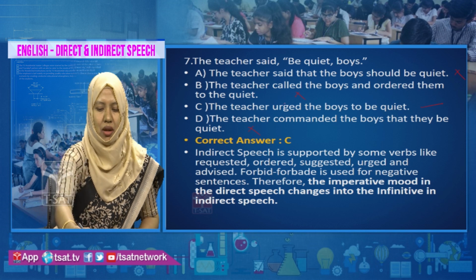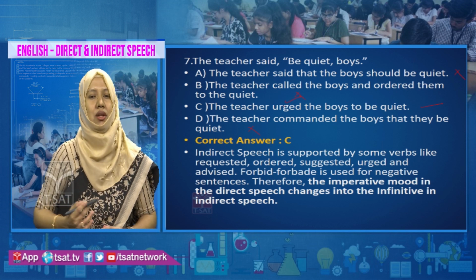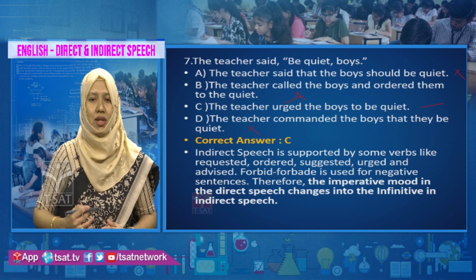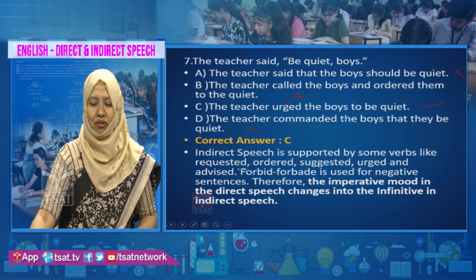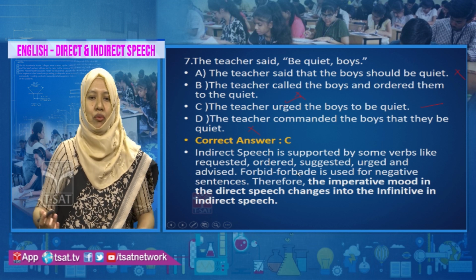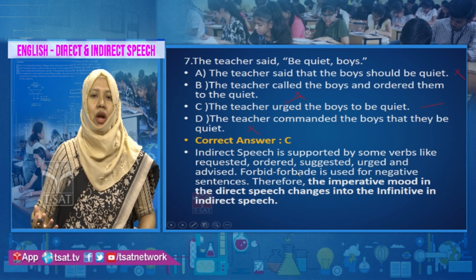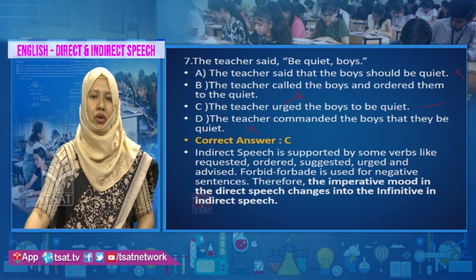So, you can use urged as a reporting verb and continue the reporting sentence as the boys to be quiet. So, always remember, indirect speech is supported by some verbs like requested, ordered, suggested, urged or advised in a positive sentence. If it is a negative sentence, you can use forbid or forbade to show the imperative mood. According to the mood of the sentence, you can use any kind of reporting verb.